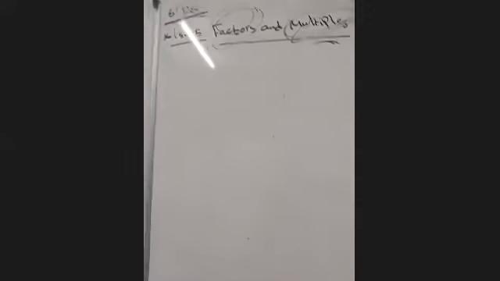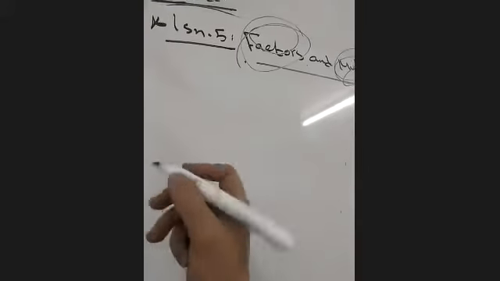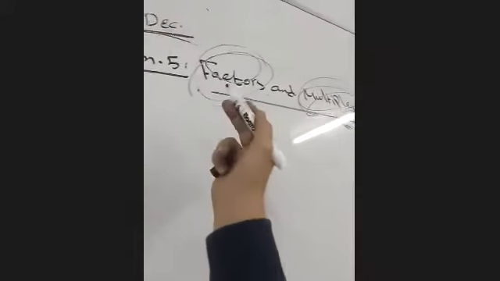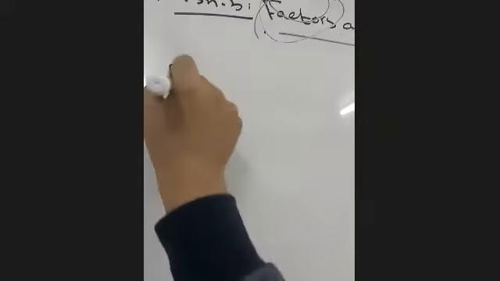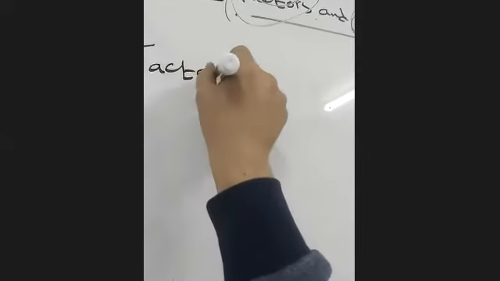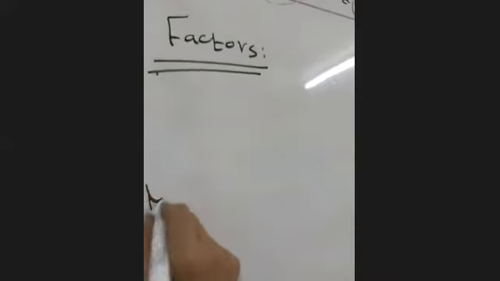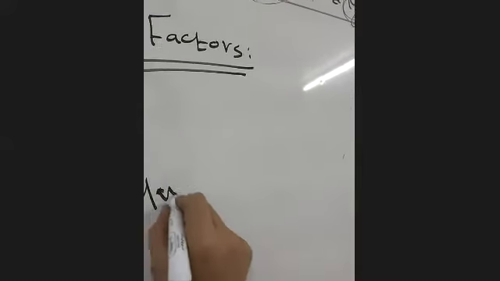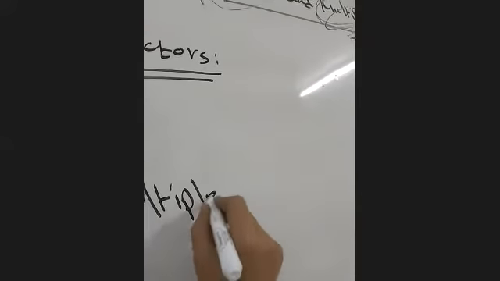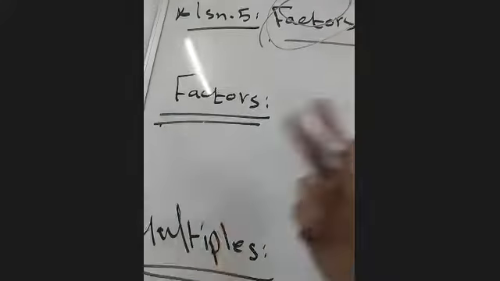Okay, guys, we will continue in our lesson factors and multiples, lesson 5. And we started from it as an introduction in the previous lesson. Let's remember what we did. Now we have two things: factors and multiples. What are the factors and what are the multiples? The factors are the divisors of a number.